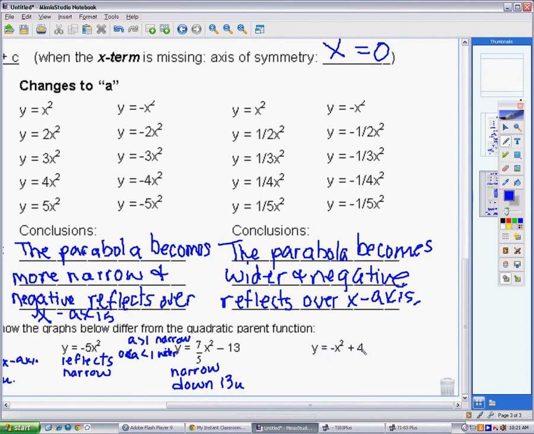Y equals negative x squared plus 4. That negative makes it reflect. And that 4 makes it move up 4 units.